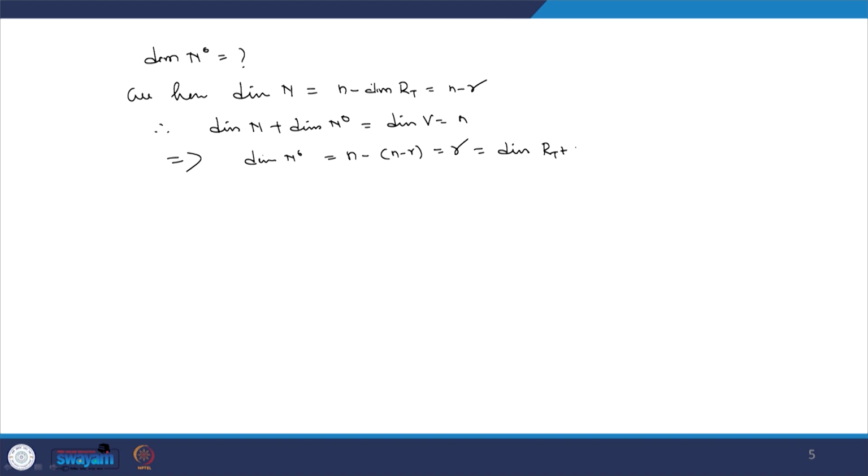Since both have the same dimension and the range space of T transpose is a subspace of N naught, this implies the range space of T transpose is exactly equal to N naught. So, the range space of T transpose equals the annihilator of the null space of T. Okay. So, this is a nice relation we have established. Now, let us go to the matrix representations of the transpose of the linear transformation. For this, let us write down these results.